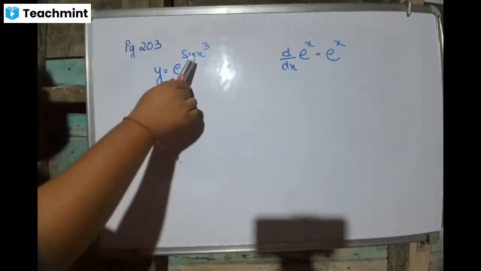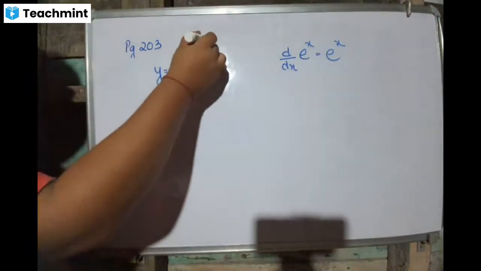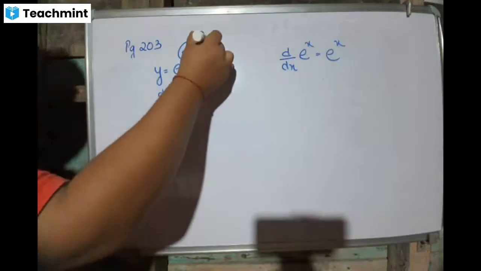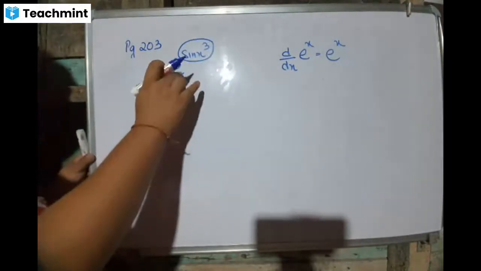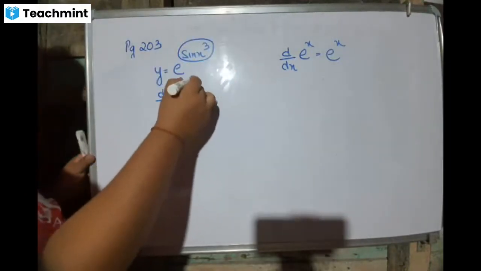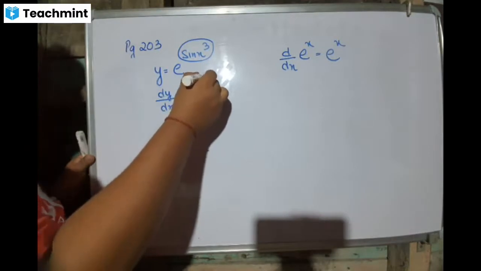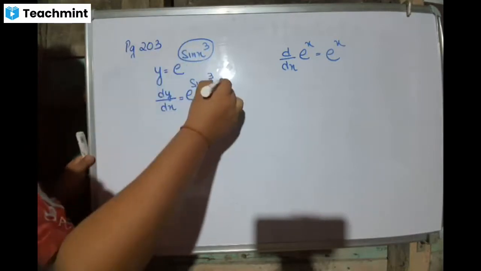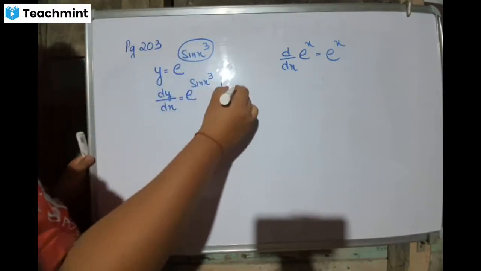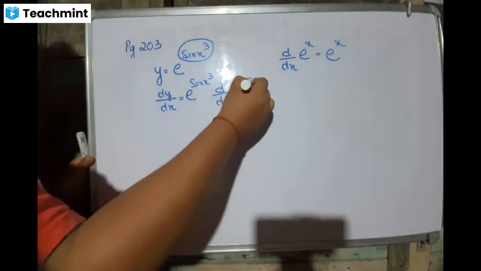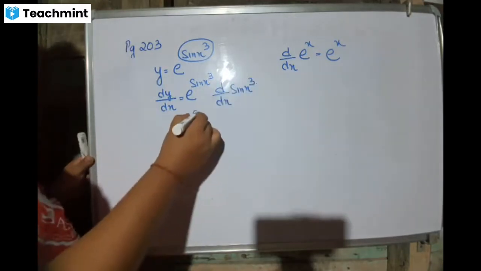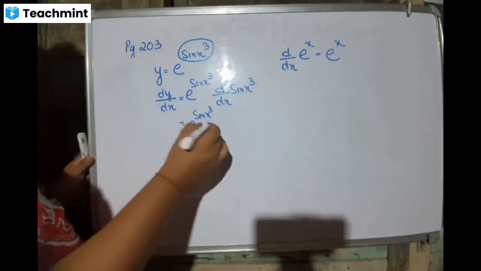But what do you see? This is sine x cube. So what do we do? We assume this part as x. So the derivative of e to the power x is what? E to the power x. But this is just an assumption. So d by dx of sine x cube. Next, e to the power sine x cube has already been differentiated, so you keep it as it is.